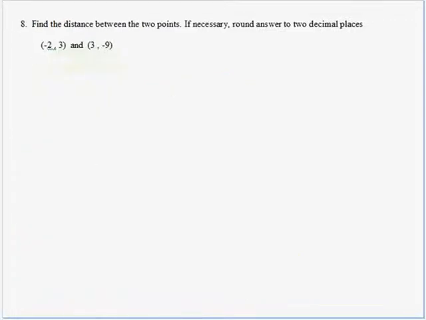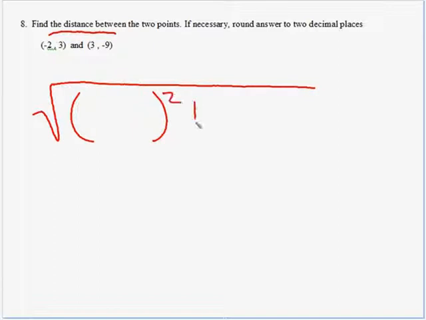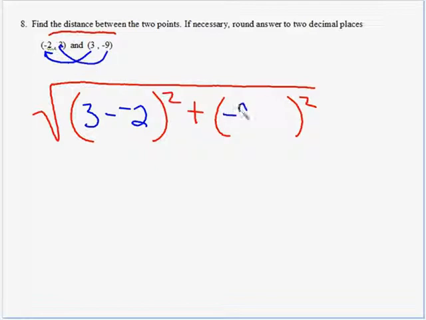Okay, now for some easier stuff, distance formula. We're going to have our big radical, and under that radical are some squared quantities that are added together. In the first one, I'm going to subtract my x's. Well, I'm going to go the other direction. Why not? I guess it won't matter. 3 minus negative 2. And then for the y values, negative 9 minus 3.